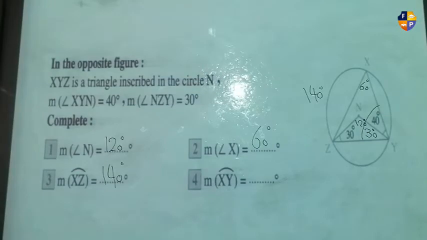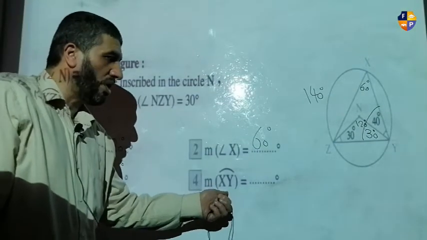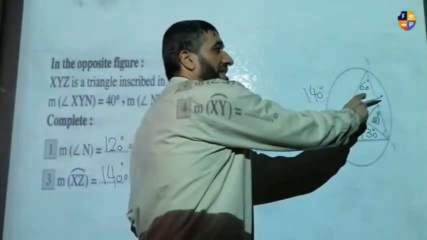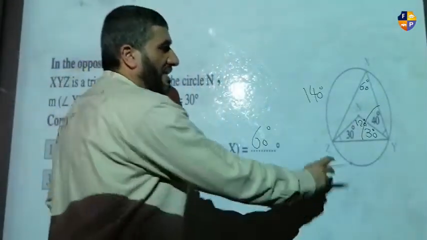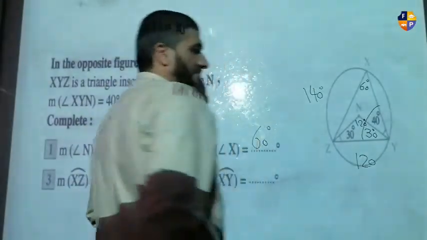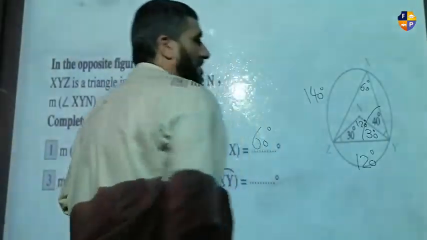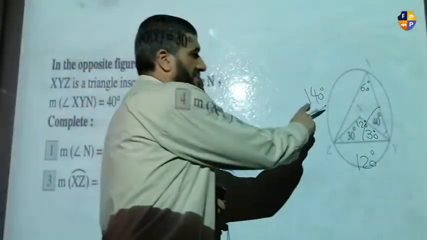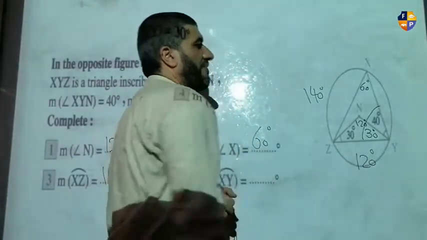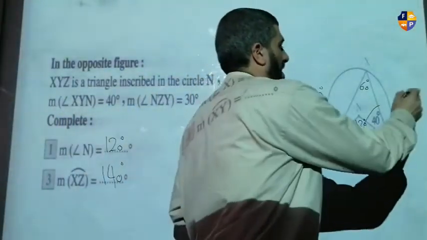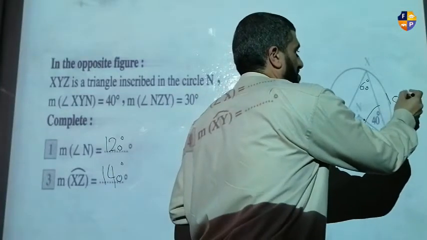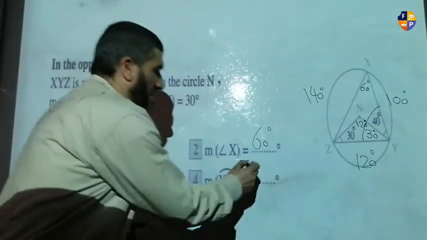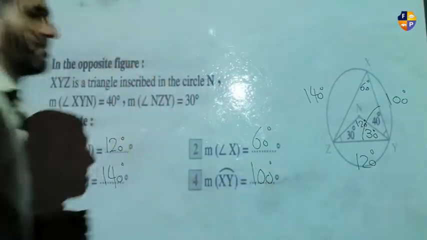Okay. And find the measure of arc XY. The inscribed angle X equals 60. Then the arc equals 120. But the measure of the circle equals 360. Then 140 plus 120 taken from 360 equals 100 degrees. Then the arc XY equals 100 degrees. Okay.